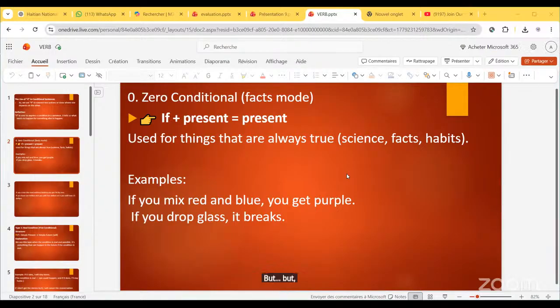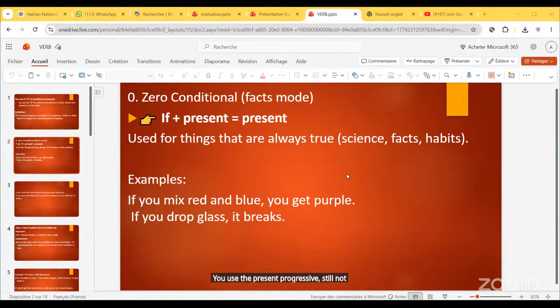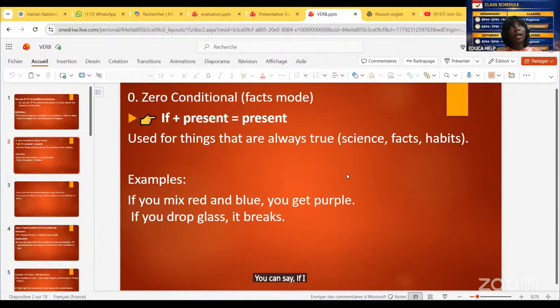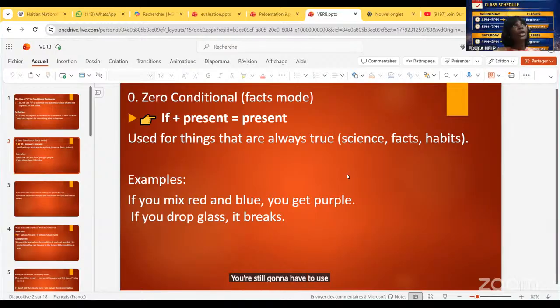If I'm studying, I will have success in the English course. No, you use the present progressive, still not good. You can not say, if I study, you're still going to have to use the verb in the future.